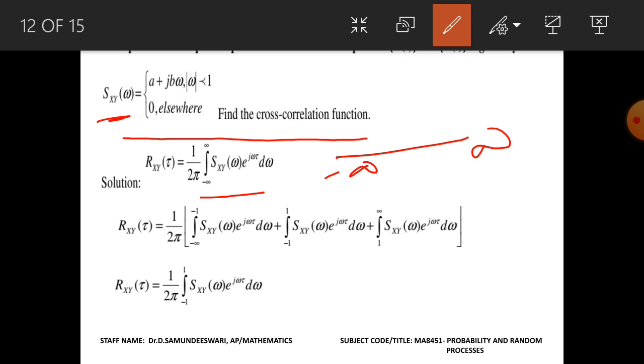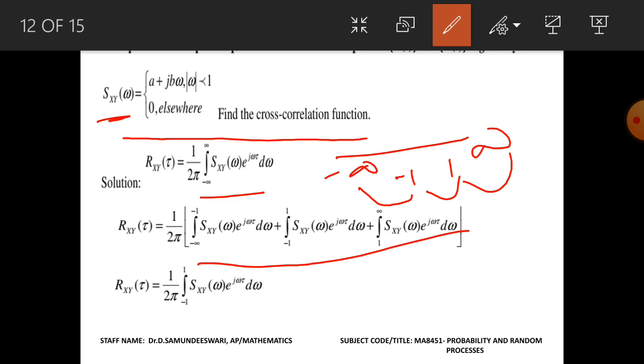Modulus of omega less than 1 means minus 1 to plus 1. Okay, right? So I am going to split that integration. How can you split the integration? Minus infinity to minus 1 is one integration, minus 1 to plus 1, and 1 to infinity. So these are the three parts.